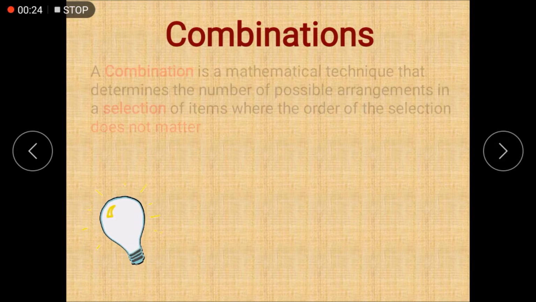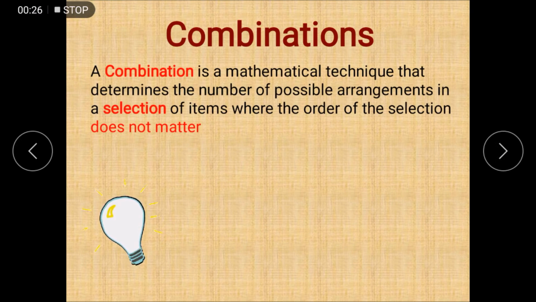But here we will see that sometimes, in a situation, we need to arrange something or select something, but when you select, the arrangement is not important. So when the arrangement is not important when you select something, we will use the formula for combination, or we will call the situation a combination.